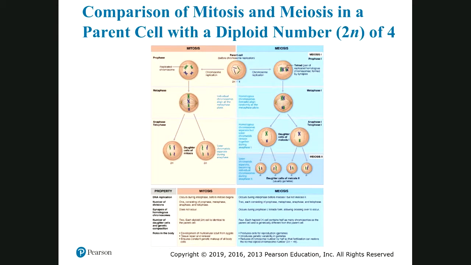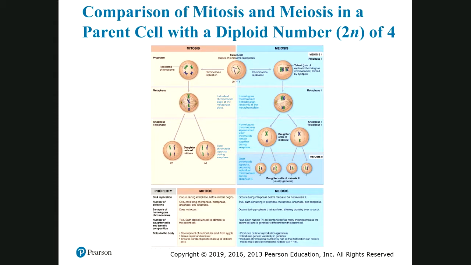We have two stages under meiosis. We have meiosis one, which will separate the homologous chromosomes. That's the final product of it, and it gives me two non-identical cells. All right. And then these non-identical cells go to meiosis two to give us four.